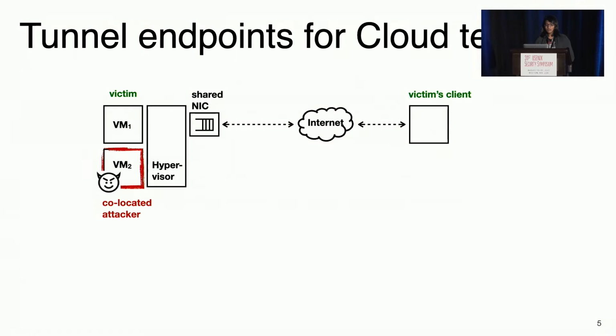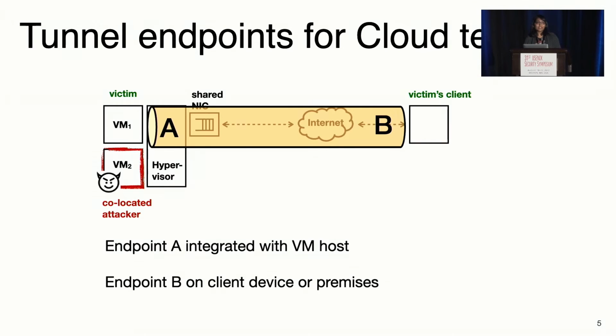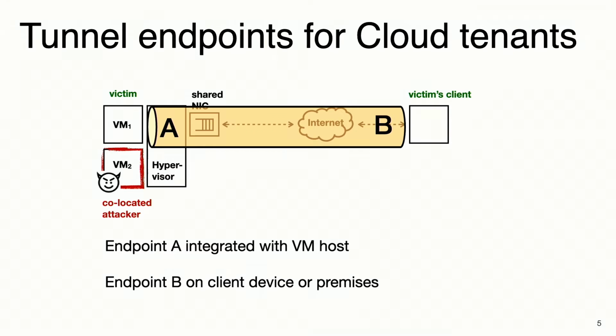To protect the traffic of an application running in a cloud virtual machine, where there may be a threat from an adversary co-located on the same physical server, we need one endpoint of the tunnel to be integrated with the virtual machine's hosting server, covering the shared NIC of the server. The other endpoint could be implemented somewhere on the client's premises, such as in a middle box or even on the client device. Here, we describe the design of the tunnel endpoint for the cloud application. The other endpoint can, of course, be implemented symmetrically.